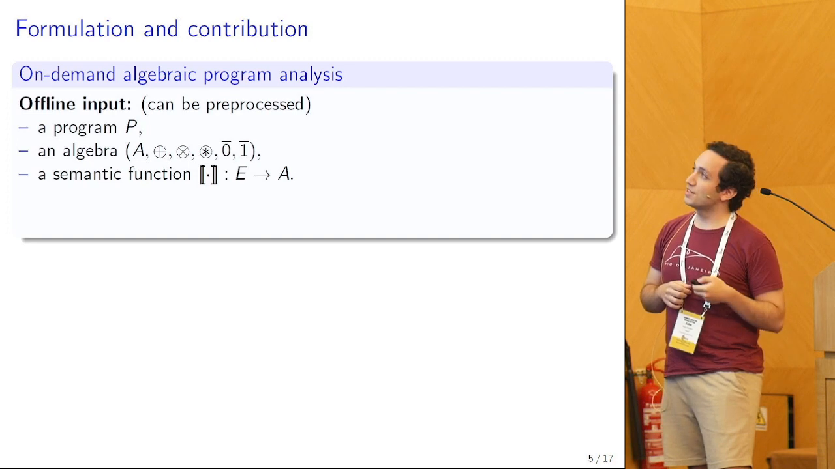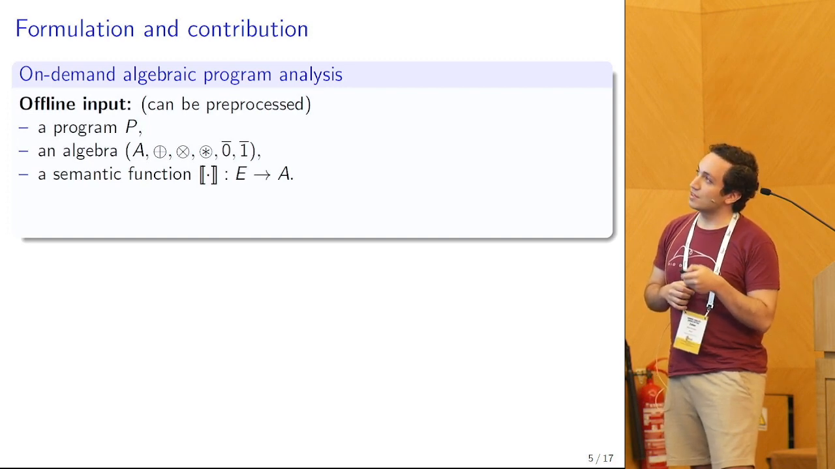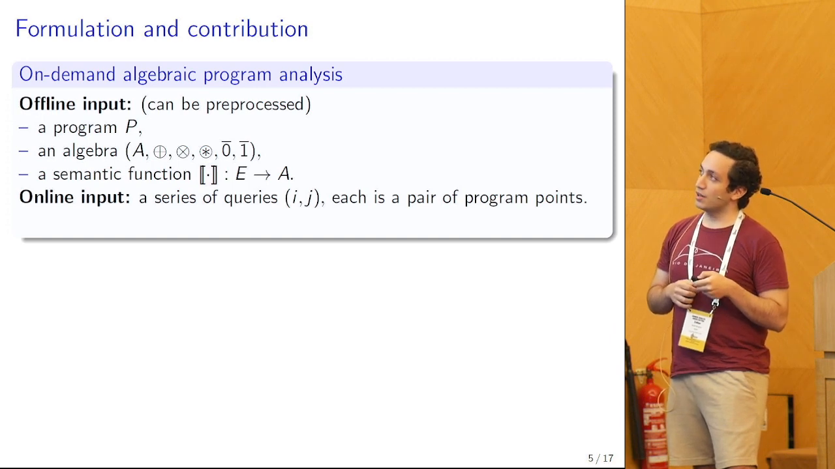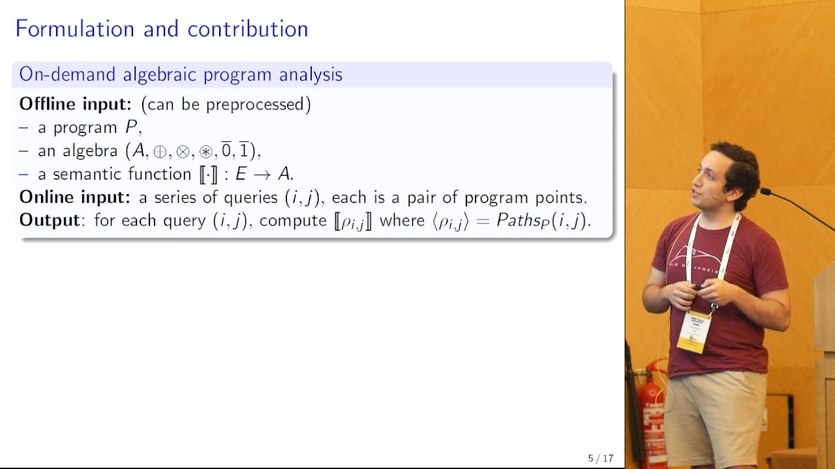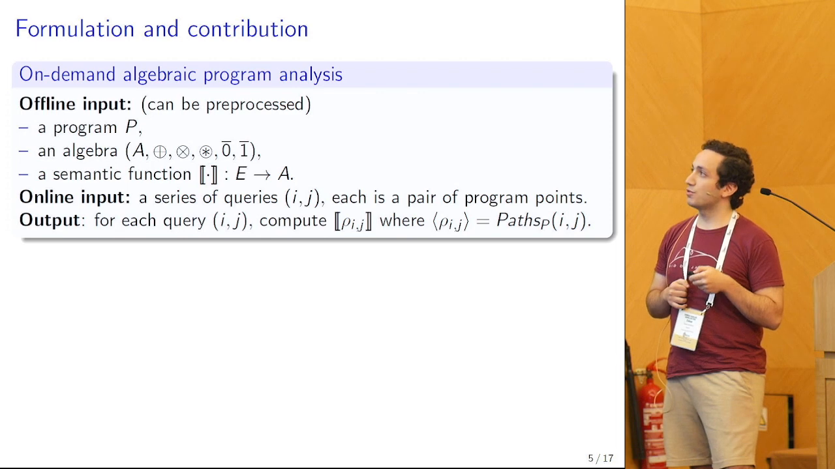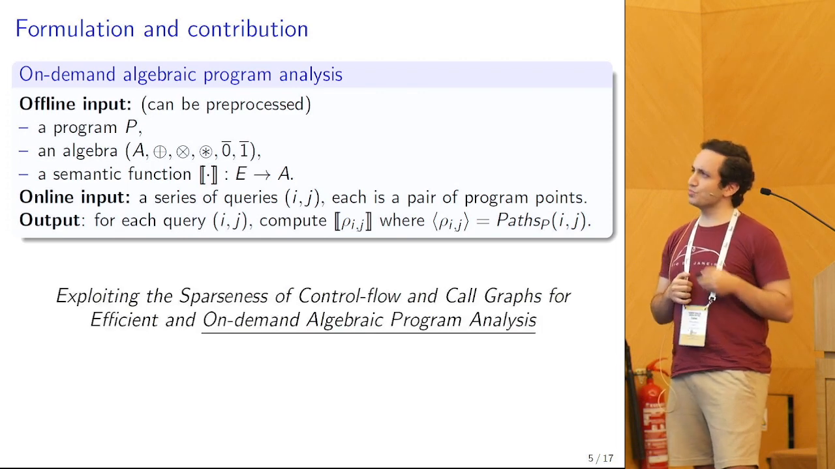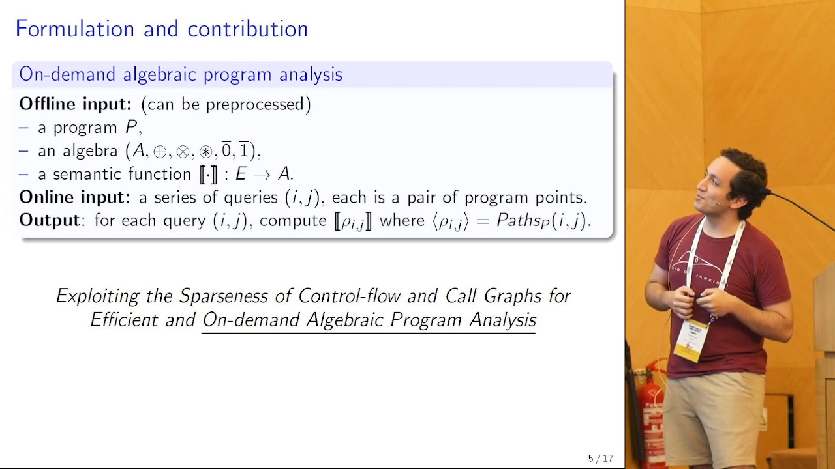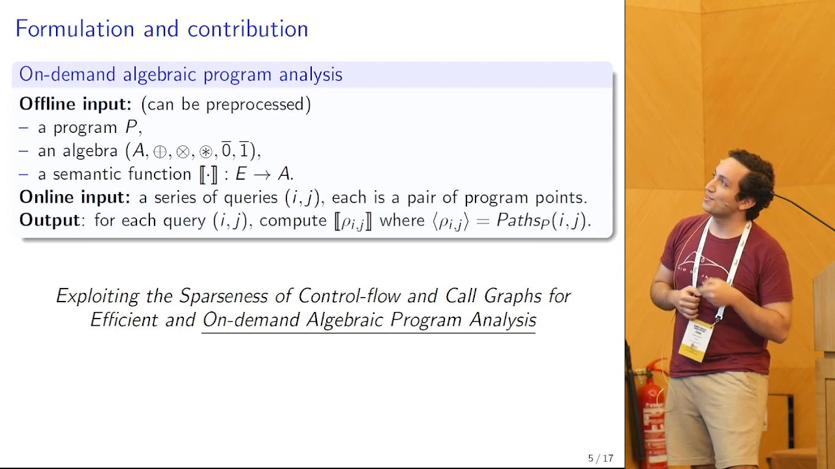So more precisely, here's our problem. There's an offline input, which is our program, and an algebra and a semantic function, which correspond to the analysis task we wish to perform. And there's an online input, which is a series of queries. Each of them is a pair of program points. For each query, we want to compute a regular expression recognizing paths from the query's endpoints, and we want to interpret it in the input algebra. And this should explain this part of the title, On-Demand Algebraic Program Analysis. We are referring to this problem here.